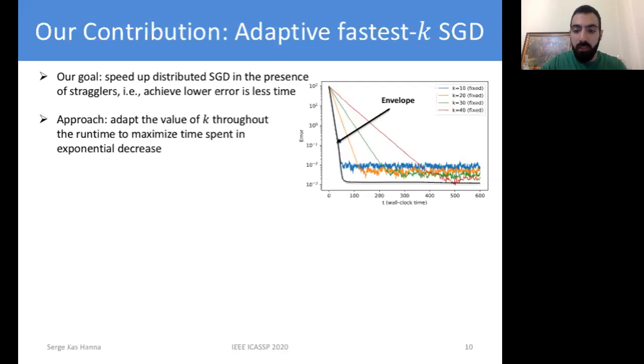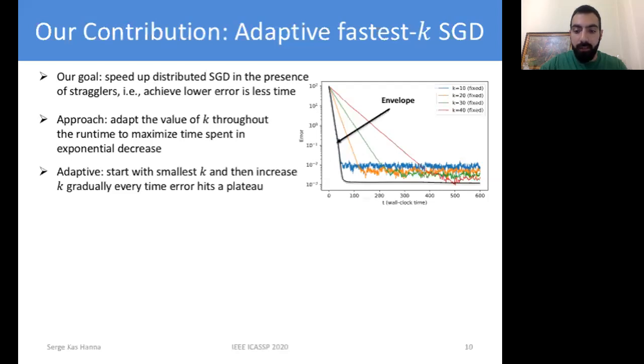What we do is we start with a small k, and then when the error hits a plateau, we increase k, meaning we increase the number of workers that the master waits for. We repeat this process of increasing k every time we detect a phase transition until we reach the maximum value of k. However, this is easier said than done because in practice, we do not know the error because we do not know the optimal value W star.